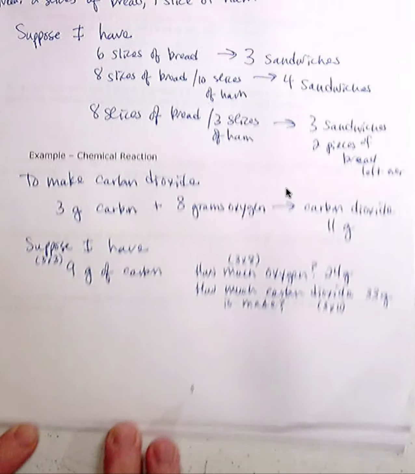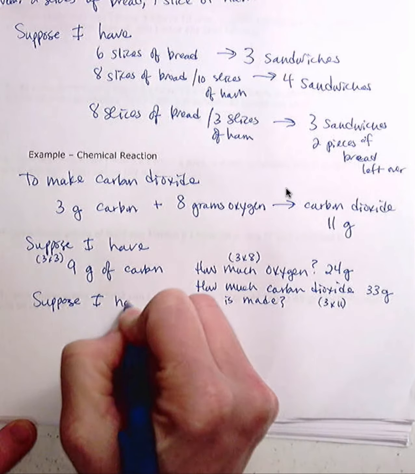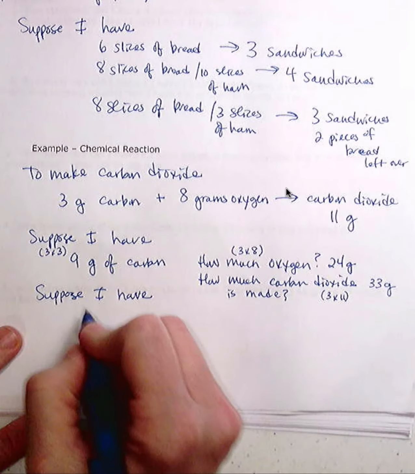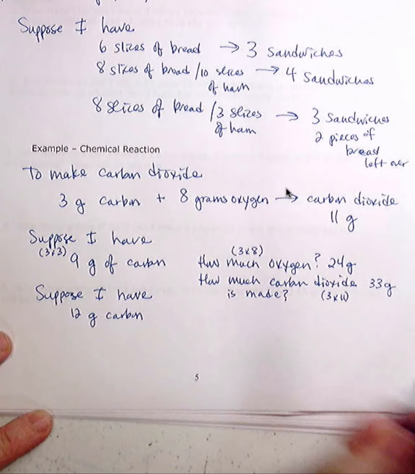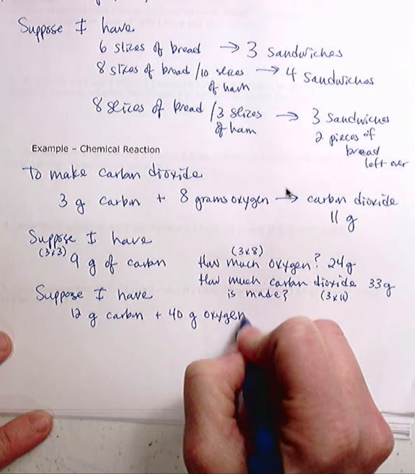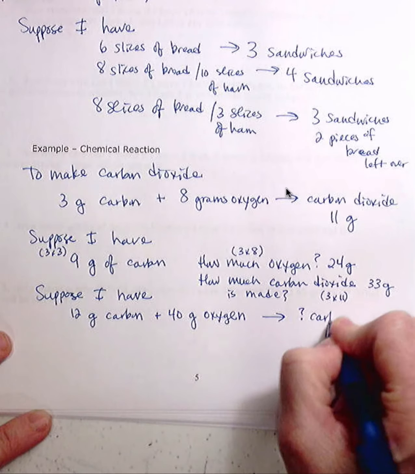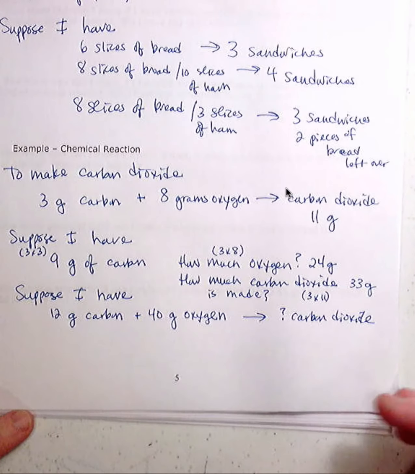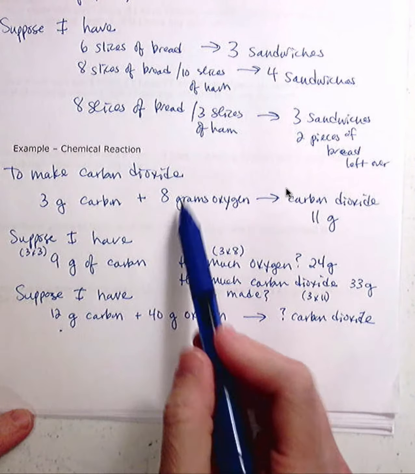All right, let's say, suppose I have 12 grams of carbon and 40 grams of oxygen. So I want to know how much carbon dioxide I will make. Okay, well, let's see, 3 times 4 is 12, 8 times 4 is 32.